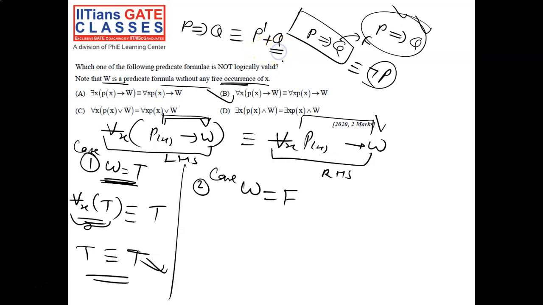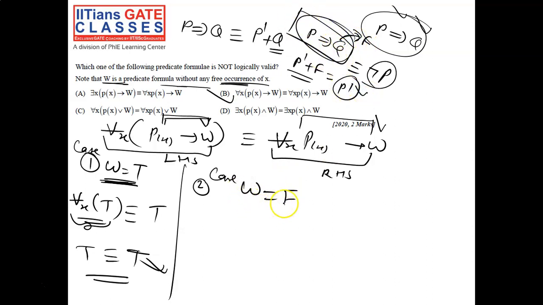Now if q is false, then it will become p' plus false. What is p' plus false? That is nothing but p'. So remember, whenever you have p implies q, and this q, the RHS of this implication, is false, then this complete implication can be written as p'.